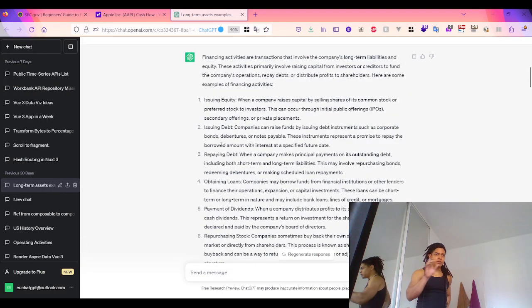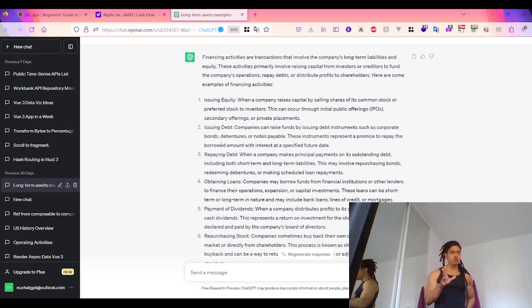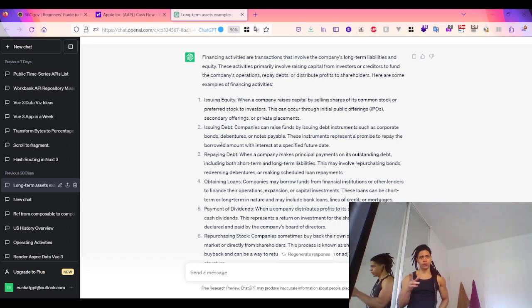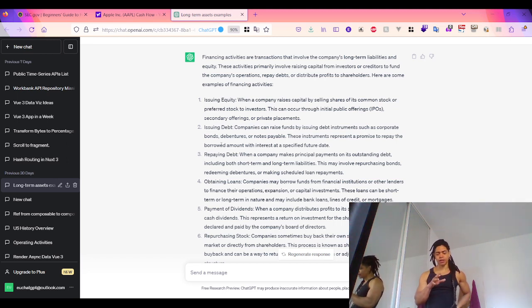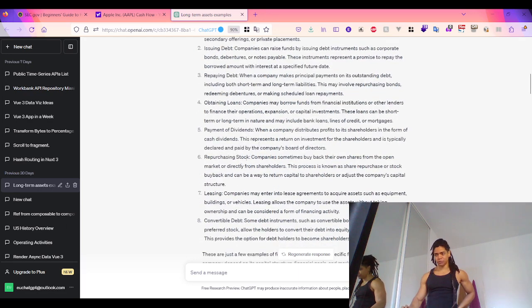So once I look at and understand at least the most common examples of financing activities, whether it's issuing equity, issuing debt, repayment of debt, obtaining loans, payment of dividends, and leasing, very, very important. Leasing is an agreement that a company issues on a particular property, plant, or equipment.